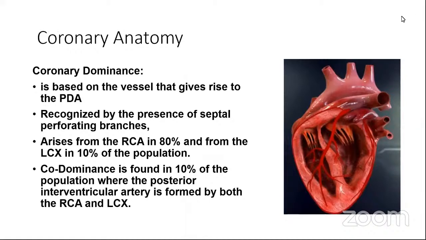Coronary dominance is based on the vessel that gives rise to the posterior descending artery, recognized by the presence of septal perforating branches. It arises from the RCA in 80 to 85% of the population, and from the LCX in 10 to 7% of the population. Codominance is found in 10 to 7% of the population, where the posterior interventricular artery, or the PDA, is formed by both the RCA and the LCX.